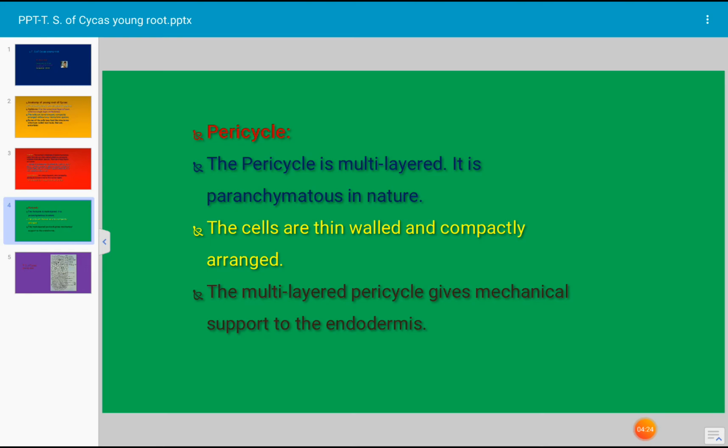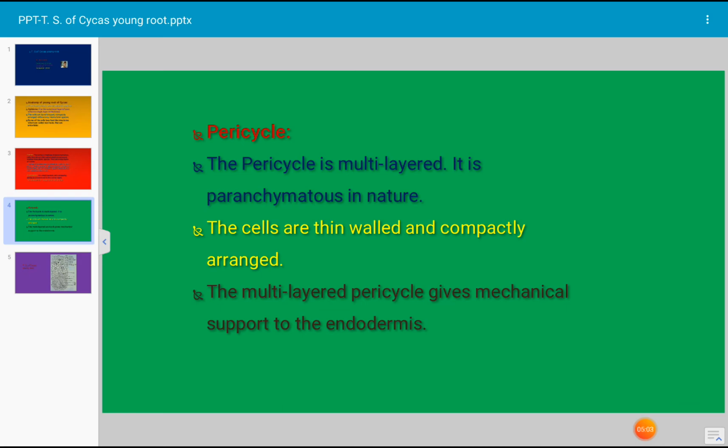The central stele is made up of radial and exarch type of vascular bundle. Why it is called exarch type vascular bundles? In vascular bundle, metaxylem is placed at the central region, and protoxylem, when it is placed at the peripheral region of the stele or root, such vascular bundles are called as exarch type of vascular bundle. Okay.